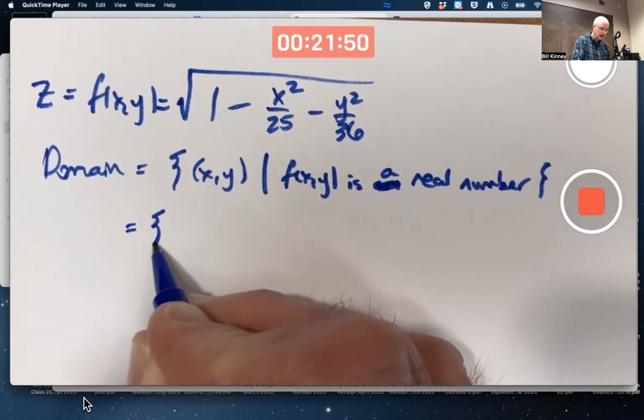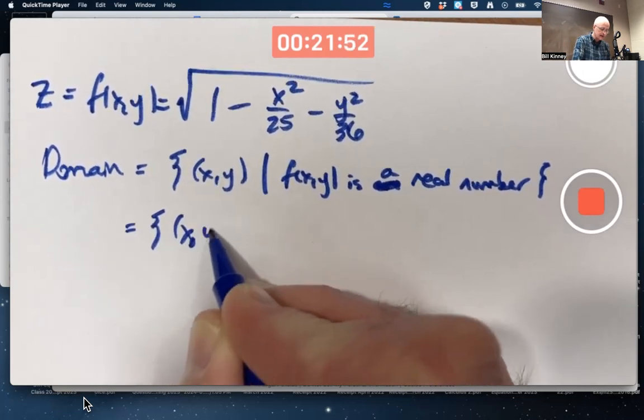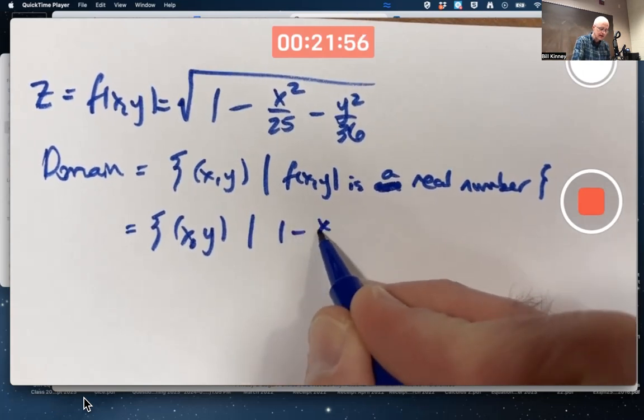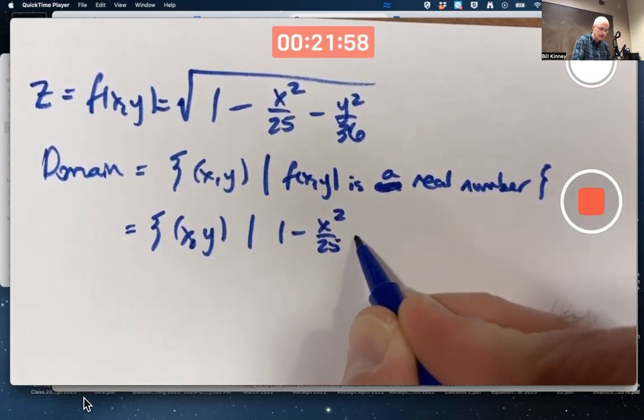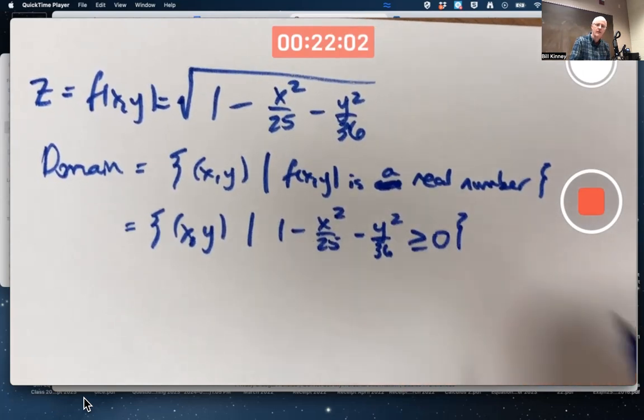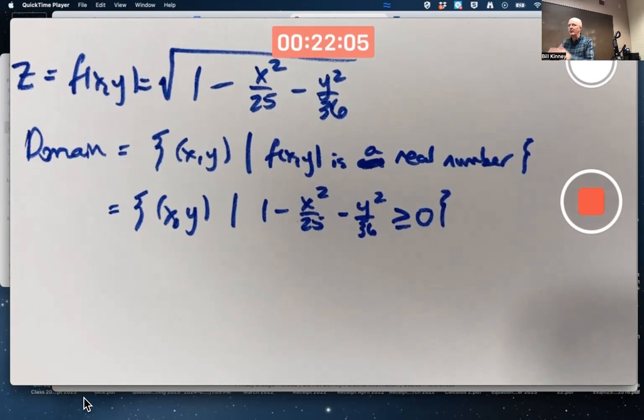So because we have the square root here, this is the set of all points (x, y) where the thing inside the square root is greater than or equal to 0. What kind of region is this? It's some region in the plane. What kind of region is it? Think about its boundary.